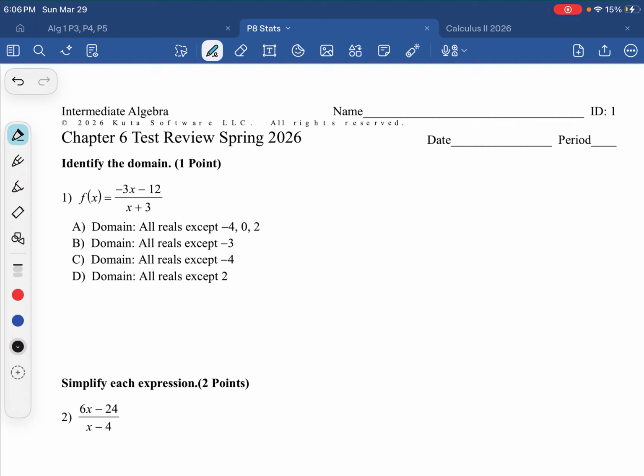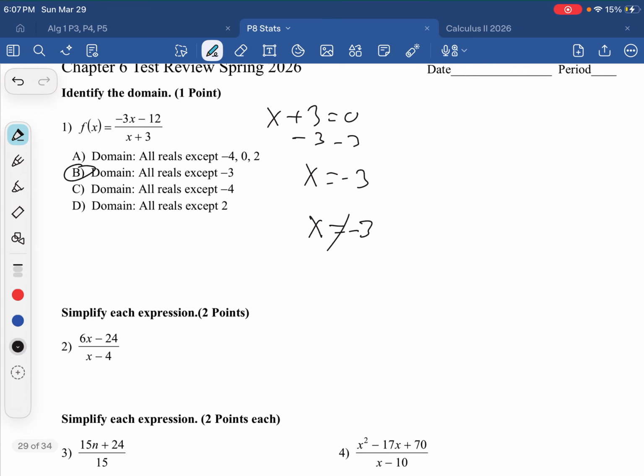For number 1, they want us to identify the domain. So with the rational functions, our inputs are going to be fine, except for when the denominator is equal to 0. So I'm going to set x plus 3 equals 0. Subtract 3 on both sides and say x equals negative 3. Now in your online assignments, they would probably write this in the form like x does not equal negative 3. Here we'll say the domain is all reals except negative 3.